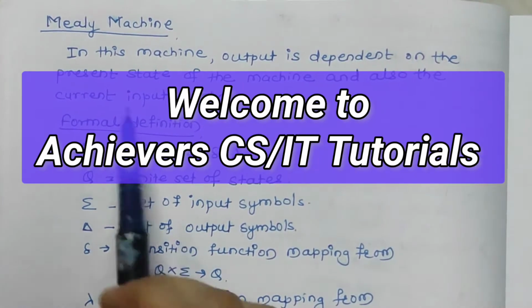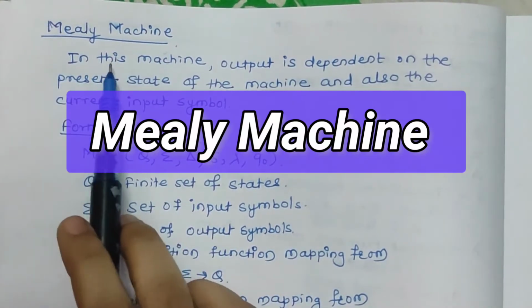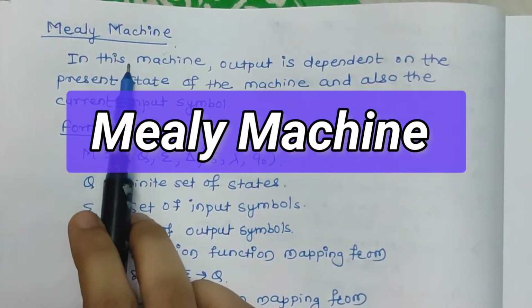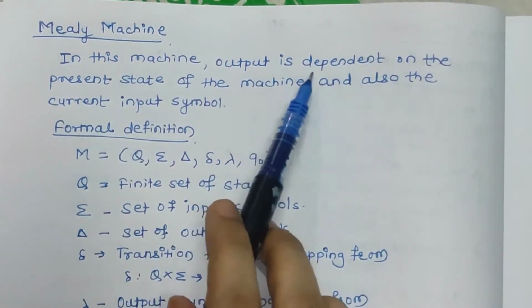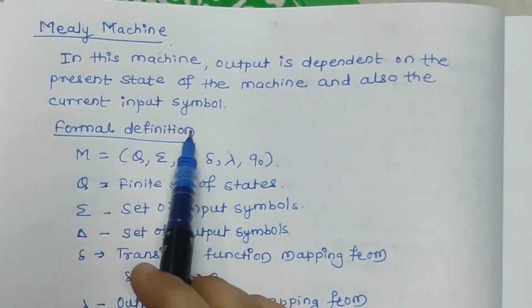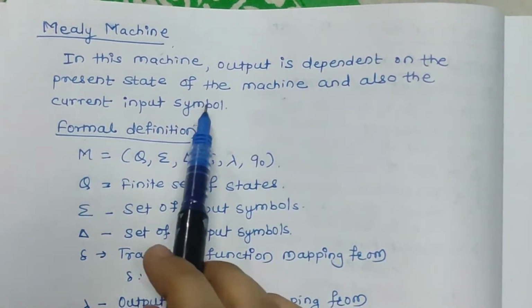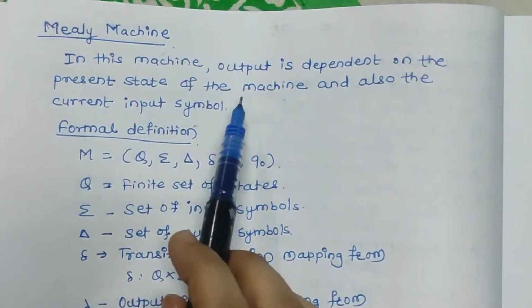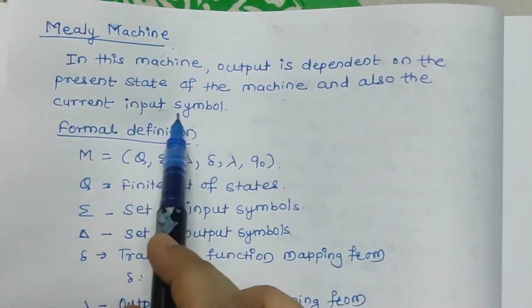In this video we are discussing Mealy machine. First of all, we will discuss a theoretical definition of Mealy machine. In Mealy machine, output is dependent on the present state of the machine and also the current input symbol. So this is the main thing: output is dependent on the present state as well as the input.